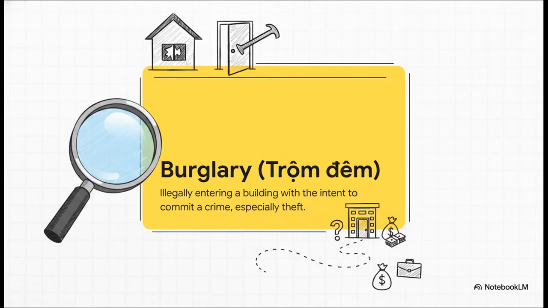Now here's where it gets a little more specific. Burglary is different. The key word you need to remember here is entry. Burglary is all about illegally going into a building, a house, an office, whatever, with the plan to commit a crime inside. You know, the crime doesn't even have to happen. Just the illegal entry with the intent is enough to make it burglary. It's all about the where.